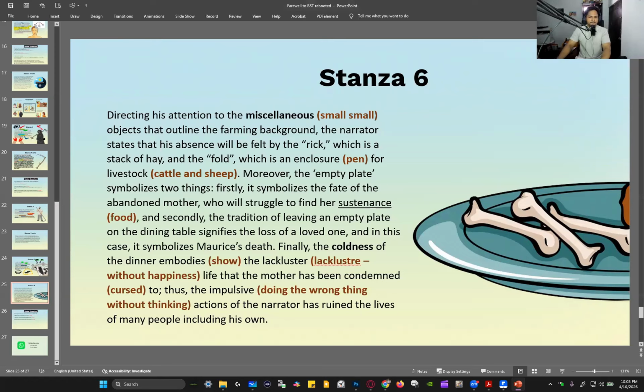What kind of a murder was this? It was a fratricide. The narrator killed his brother, Maurice, impulsively. Do they tell us why the narrator murdered his brother? No. That part is left out. That is why I told you that the narrative is suspenseful.